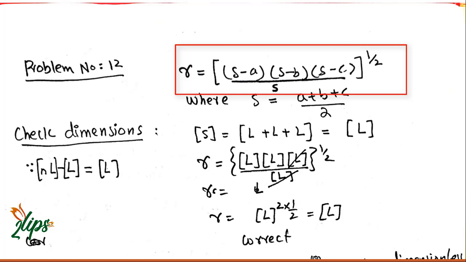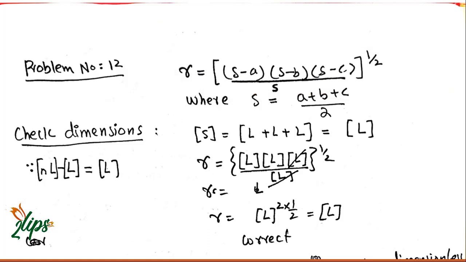So for s minus a, s minus b and s minus c, I can write this expression L into L into L divided by s, and the dimension of s is L. So one L will cancel out, and I will be left with L squared, but since we have to take its square root, after taking the square root I will be left with only L. So on the right side of the equation I have the dimensions of length, and obviously this r is the radius of the circle and radius is distance, so distance has the dimensions of L. So both left and right sides have the dimensions of length. So this formula is dimensionally correct.